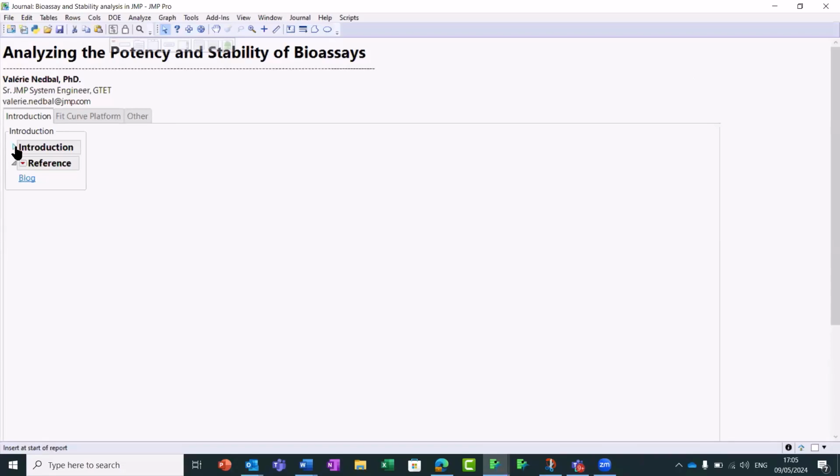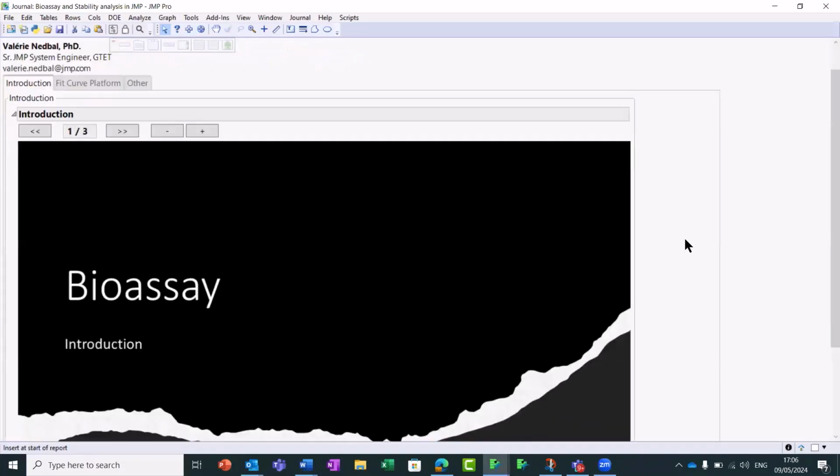Today I will talk about analyzing the potency and stability of bioassays. So actually I'm a molecular biologist, and in my previous career before joining JMP, I had a lot of those types of analysis, and it was a little bit cumbersome to do everything manually. A little introduction before I go to the demonstration is a little bit about bioassays.